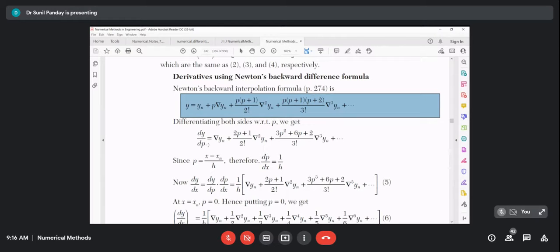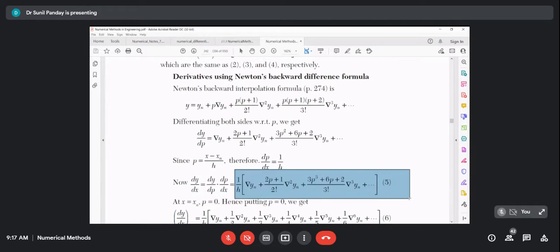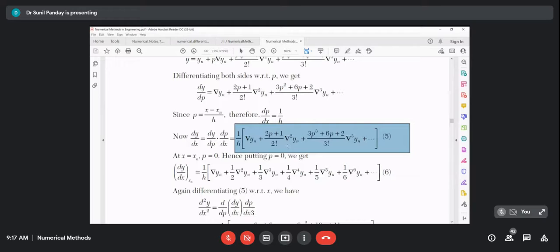Then we have calculated del y over del p, that is this one. But here p is this one, so dp over dx is this one. Then you apply the chain rule to calculate dy by dx. After application of the chain rule, you have this as an expression. Here p can be anything, but in general when we use the backward interpolation formula, we calculate the derivative at the last point.